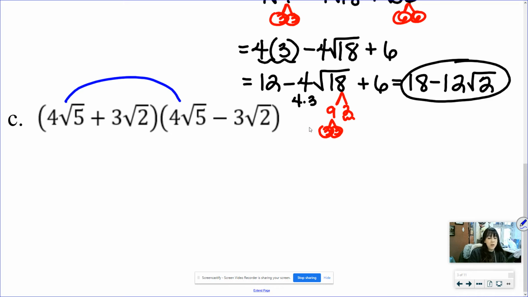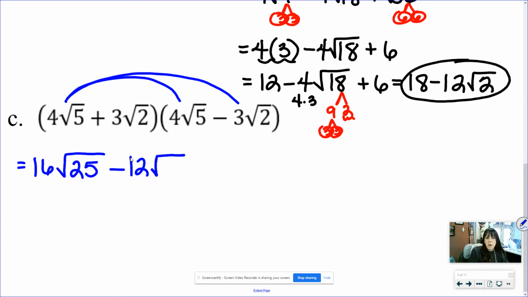Last example, again, it's already set up for you, so you're going to go ahead and just start multiplying. Remember the rule, outside numbers multiply with outside numbers. Inside numbers multiply with inside numbers. So radical 5 times radical 5 would be radical 25. Next step, 4 times 3, that's 12. And 5 times 2 is 10.